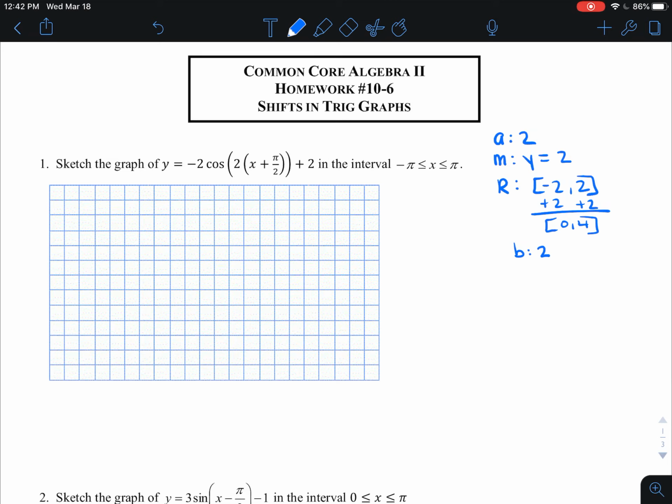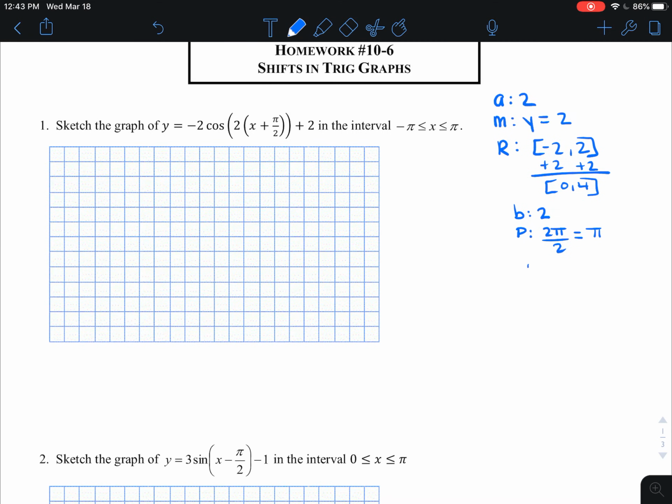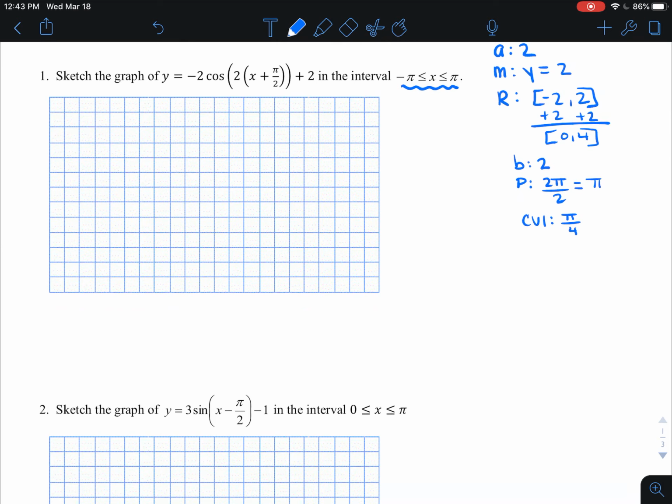That's the value being multiplied outside of my horizontal shift. I have a period of 2 pi over 2. 2 pi over the frequency is always period, so my period is pi, which means my critical value interval is period over 4. So period is pi, so critical value interval is pi over 4, which just means that the tick marks along my x-axis are going to have pi over 4 units between each one, which is equivalent to 45 degrees.